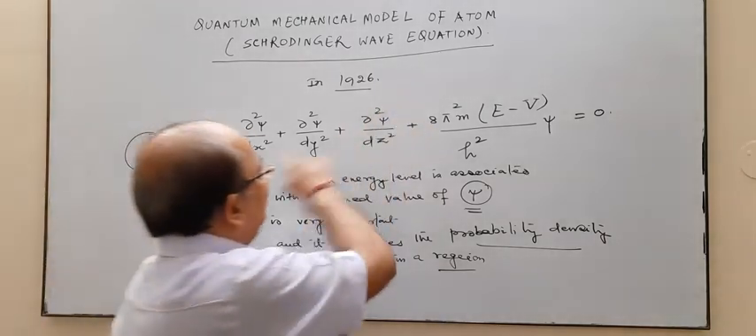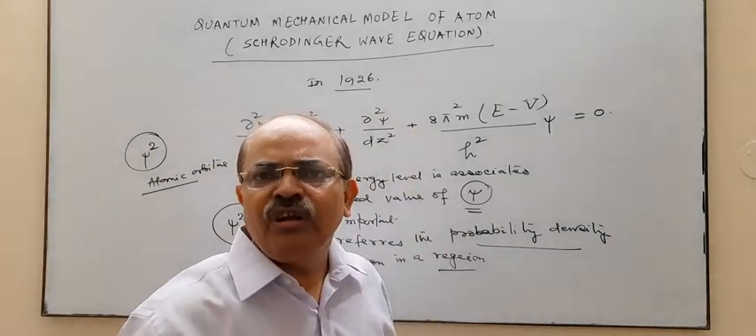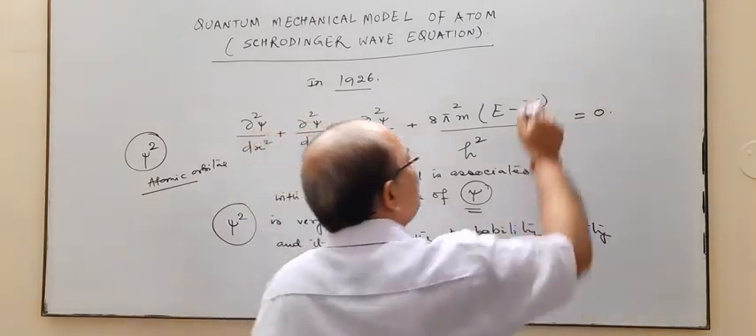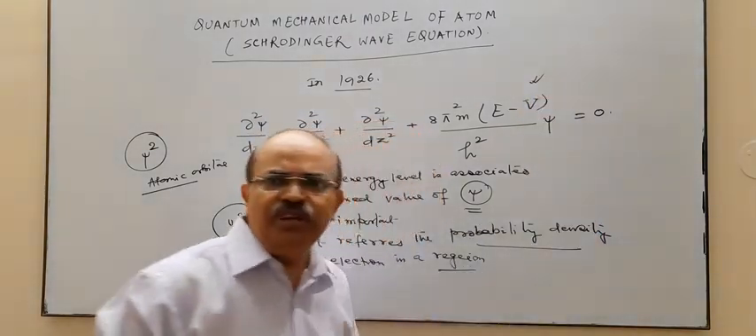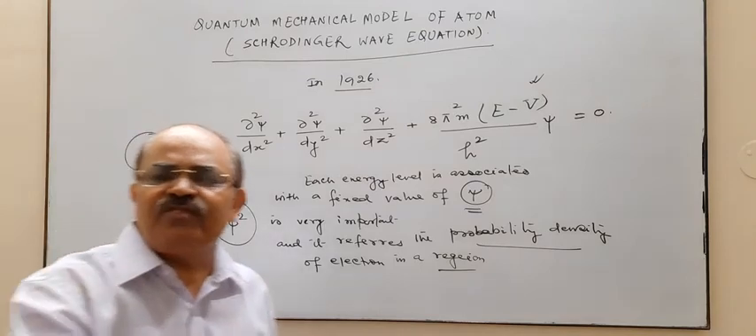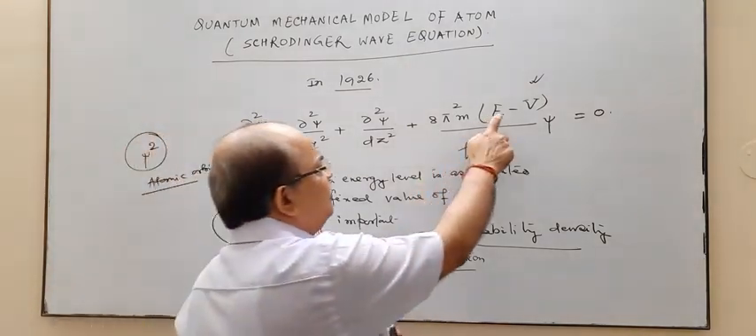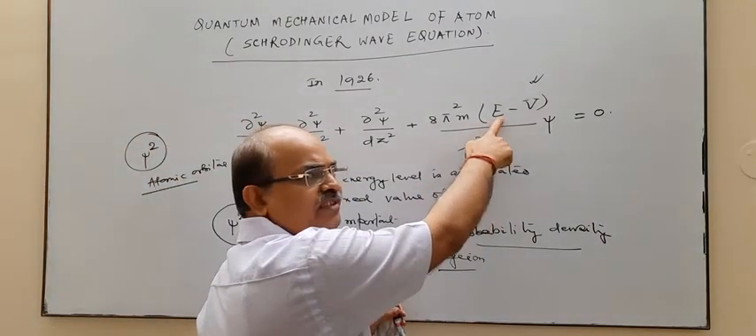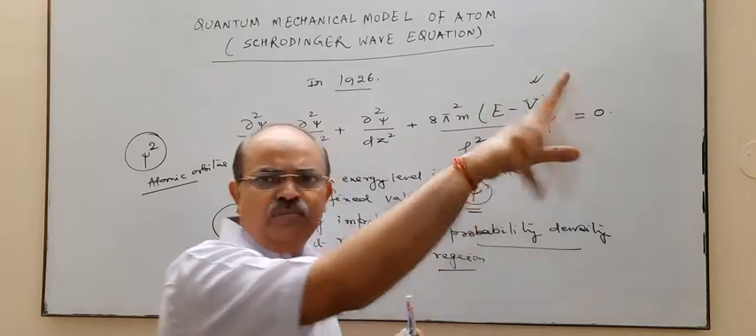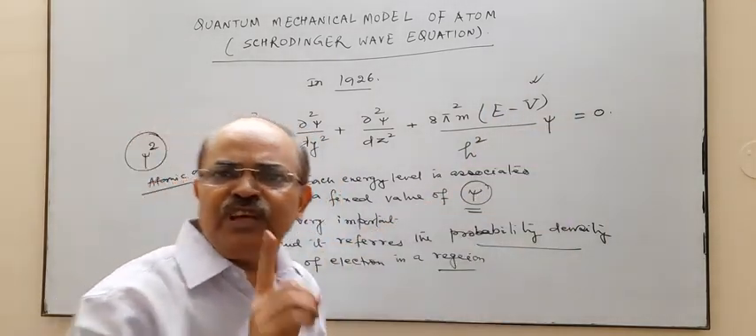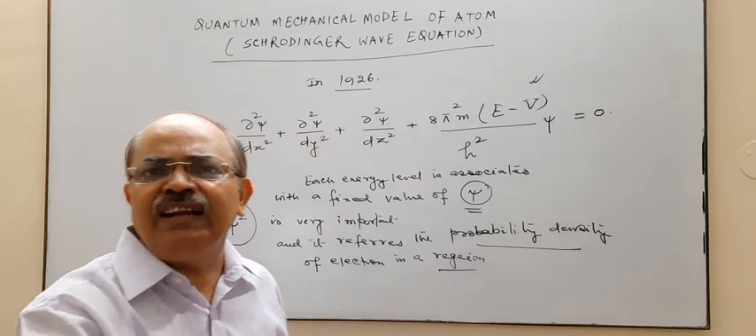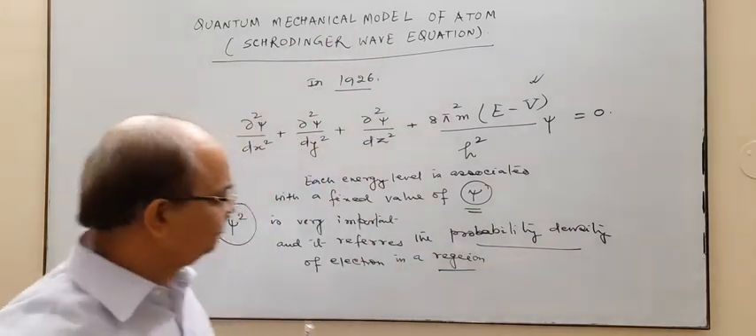Now in this Schrodinger equation, one term I have used is V. This V is the total potential energy. So actually this E is the total energy and this V is the potential energy. So you can say E minus V is simply the kinetic energy of the electron.